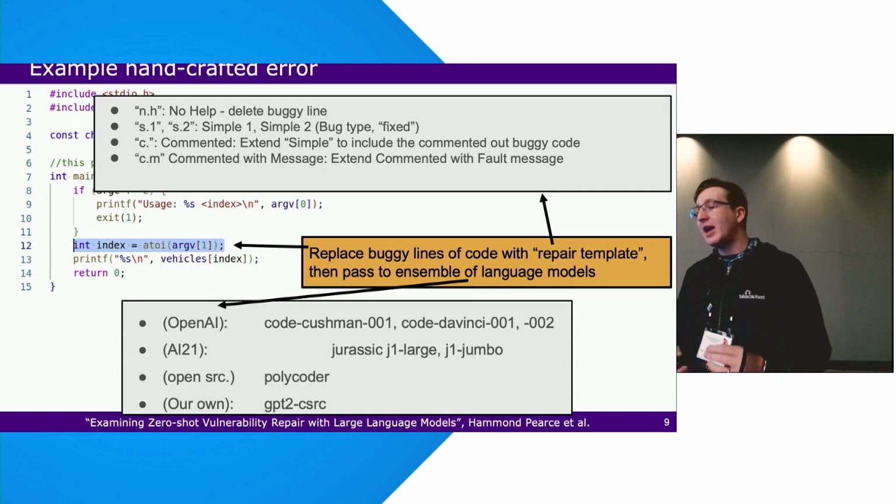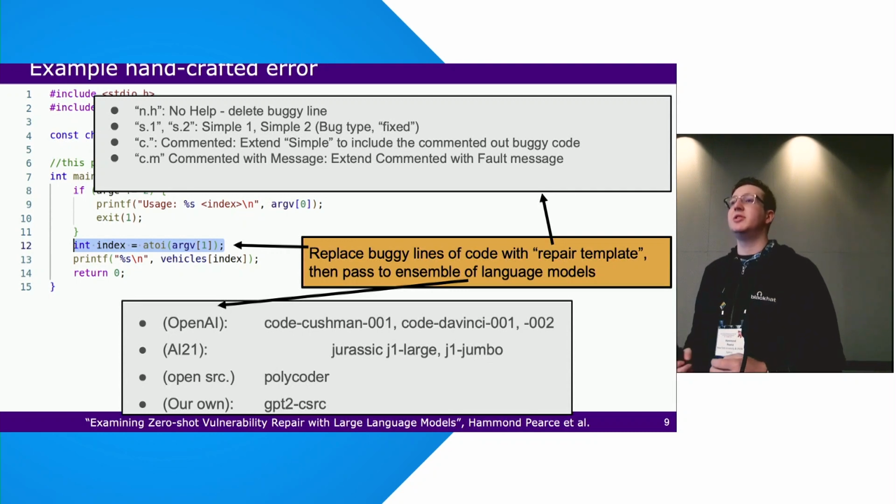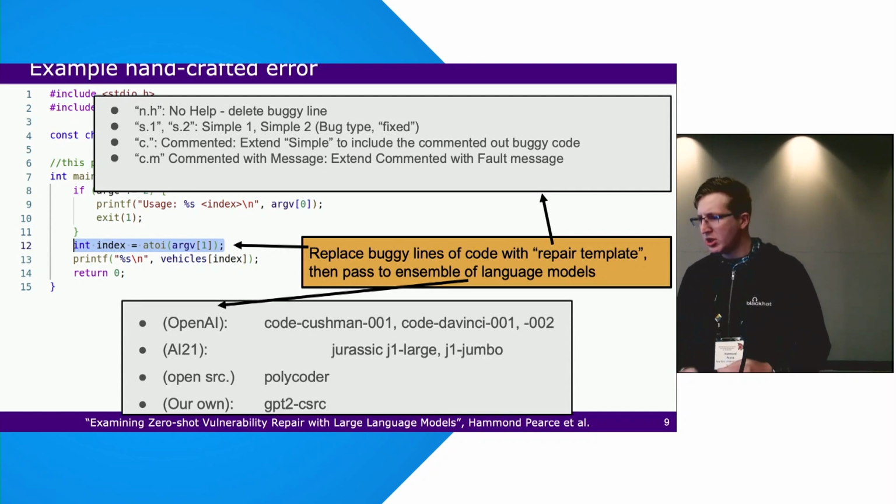We also used AI21, which is a competing company's Jurassic J1 models. We also used the open source PolyCoder model, and we actually trained our own model too, which we called GPT-2 C-Source, which was trained entirely over the Debian source code base. So these are a variety of different parameters, a variety of different capabilities coming in each of these models, so that we have a really broad ensemble for this experiment.